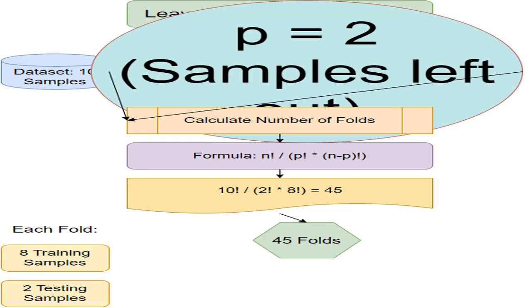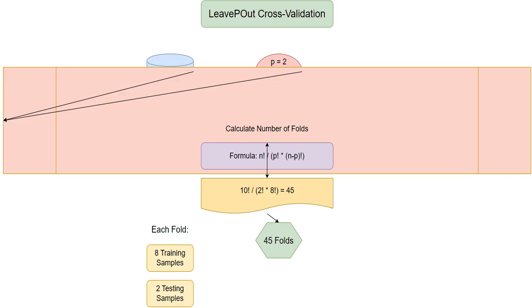In this specific problem, P equals 2, meaning 2 samples are held out as a test set in every iteration. We need to determine how many iterations or folds the LeavePOut cross-validation will produce with 10 samples and 2 samples left out in each iteration.